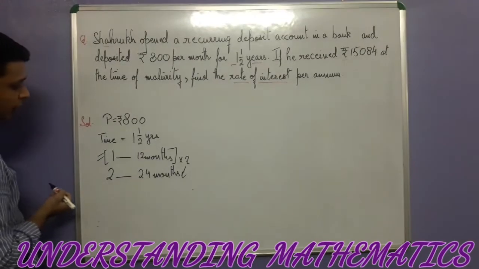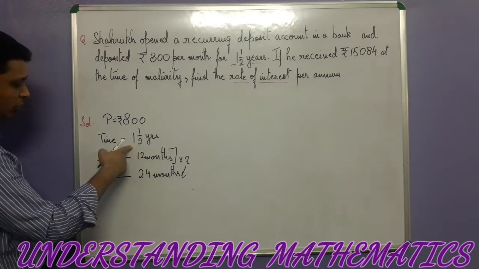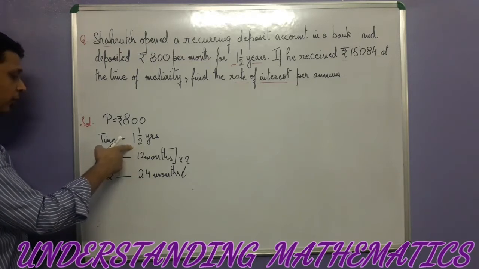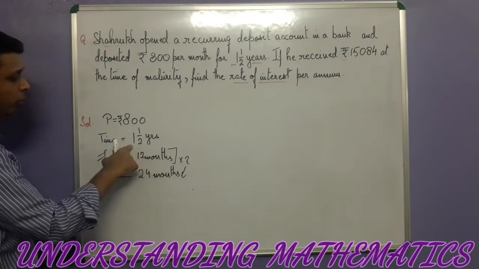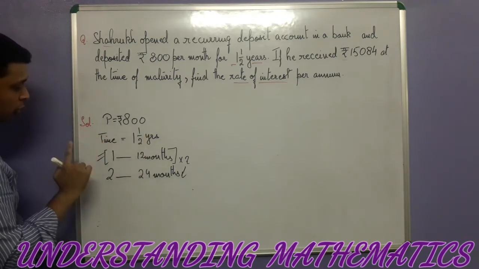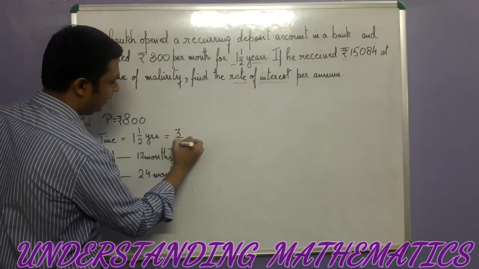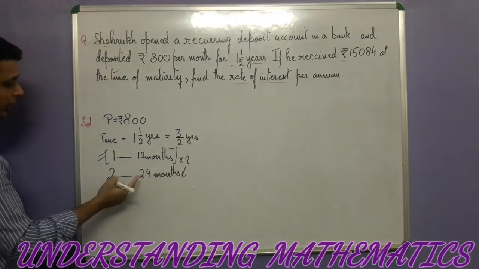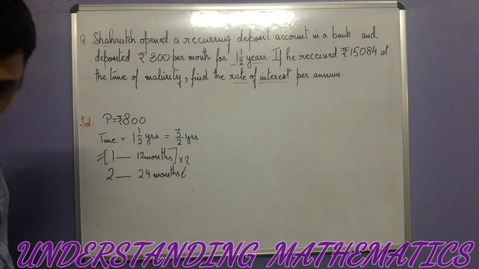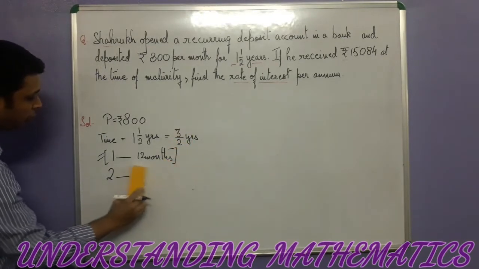Understood? So we need to find the time in months if this time in years is given to us. So what do we do? We will multiply both sides of this first condition by 1 by 2. So what is 1 full 1 by 2? You can easily calculate. It is nothing but 3 by 2 years. So let's see, what do we get by 3 by 2?